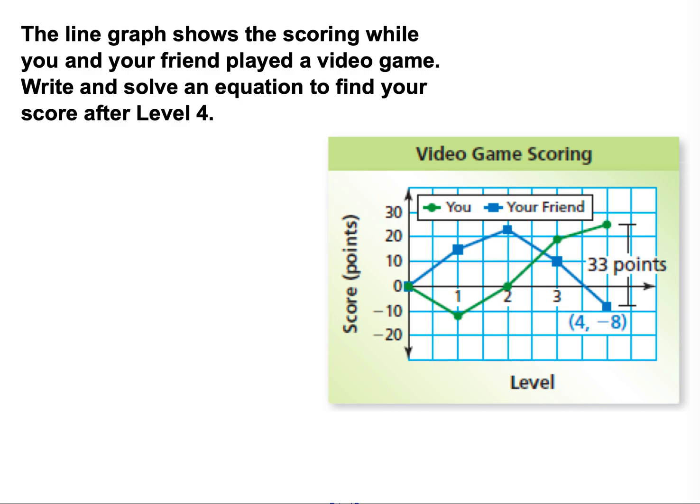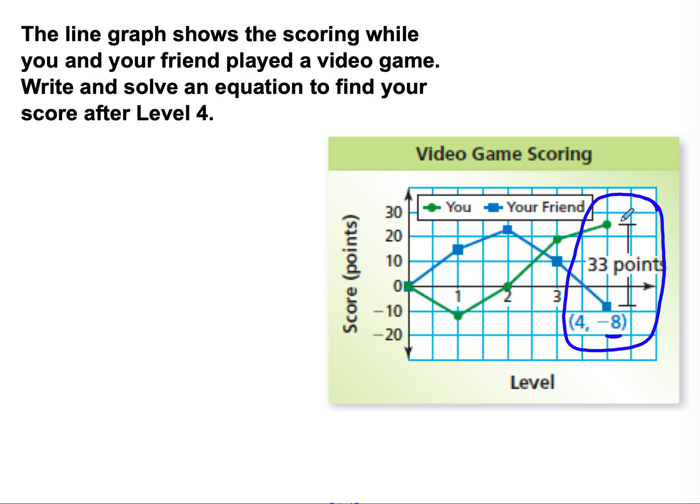The line graph shows the scoring while you and your friend play a video game. Write and solve an equation to find your score after level 4. So here are the levels, 1, 2, 3, 4. Here's level 4. This is the information we need. Okay, my friend, for level 4, the score is -8. My score is more than that by 33 points.